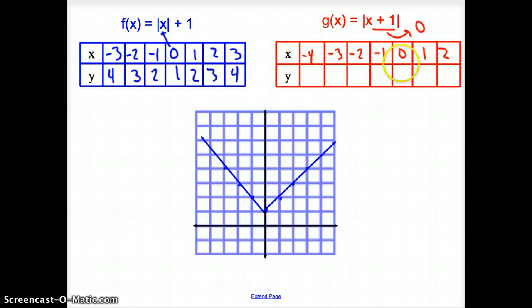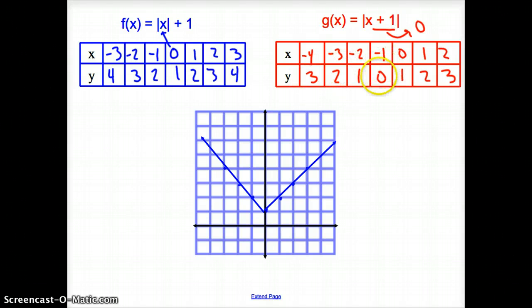So now if I put -1 in for my x, it would be 0. If I put 0 in, it would be 1, and then 2, 3. Now if I put -2 in for that x, it would be a -1, but the absolute value of -1 is +1, and then it would end up being a +2 and a +3.